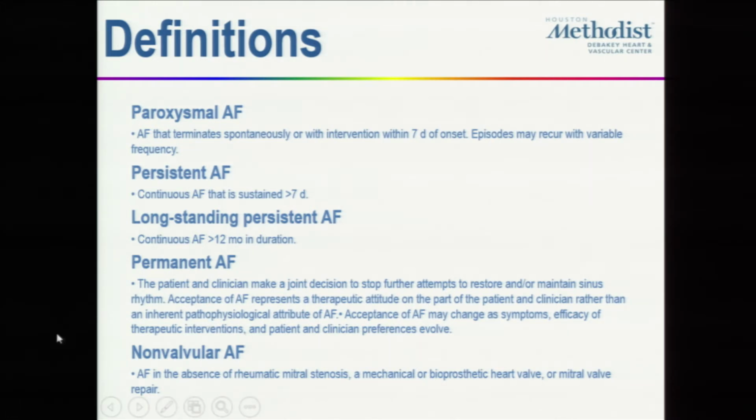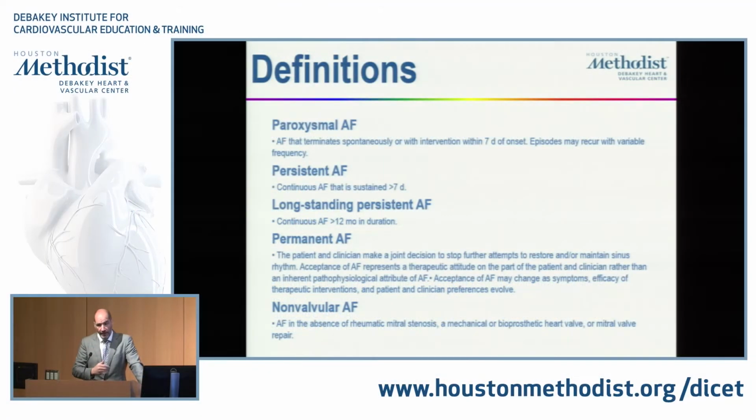It's important to distinguish non-valvular versus valvular AFib. Valvular AFib occurs mostly in the setting of rheumatic heart disease, mitral stenosis, and that has different implications and a different response to therapy. Most of the studies that have been done in AFib are related to non-valvular AFib, so we need to exclude patients that have rheumatic disease.